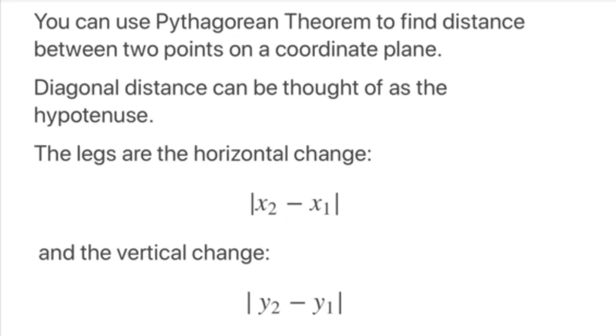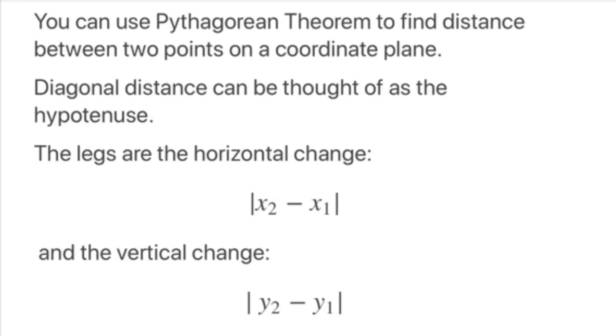So to begin, we can use the Pythagorean theorem to find distance between 2 points on a coordinate plane. The diagonal distance can be thought of as the hypotenuse. And we'll look at this in a minute because I'm going to show you a picture that will help this make more sense. So if I have 2 points on a coordinate plane and I draw a line between those 2 points, that distance on a diagonal is the same as the hypotenuse using your Pythagorean theorem.